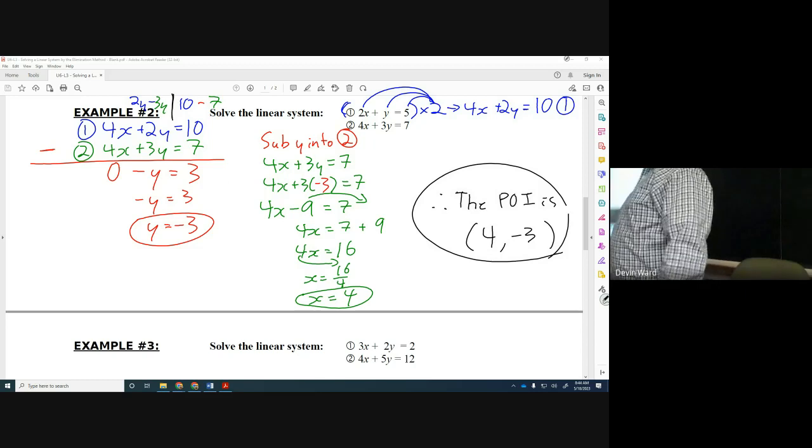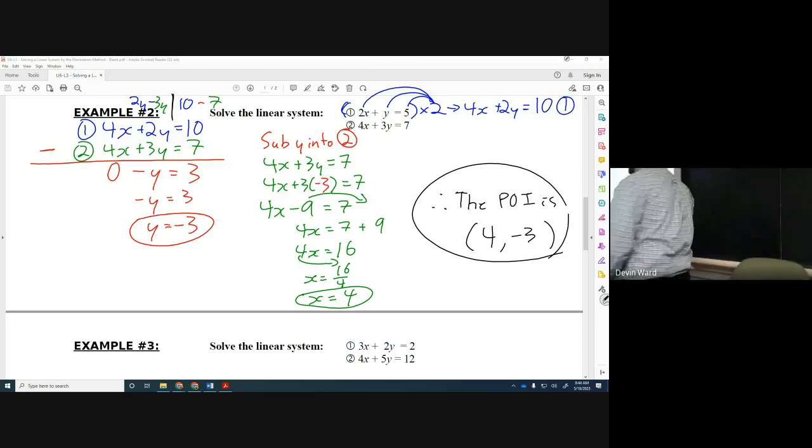Okay, so next one I'm going to get you started, and then you can try it on your own. Okay? Someone have this one copied down? Or so you can take a picture of it?